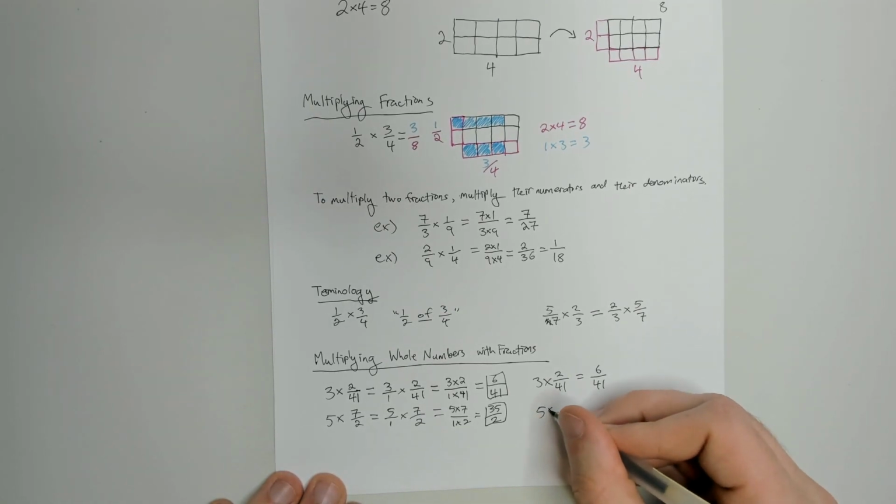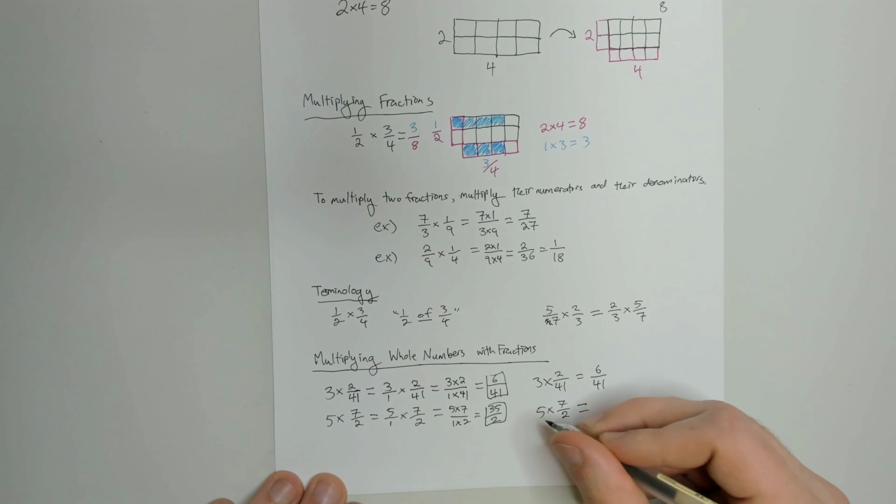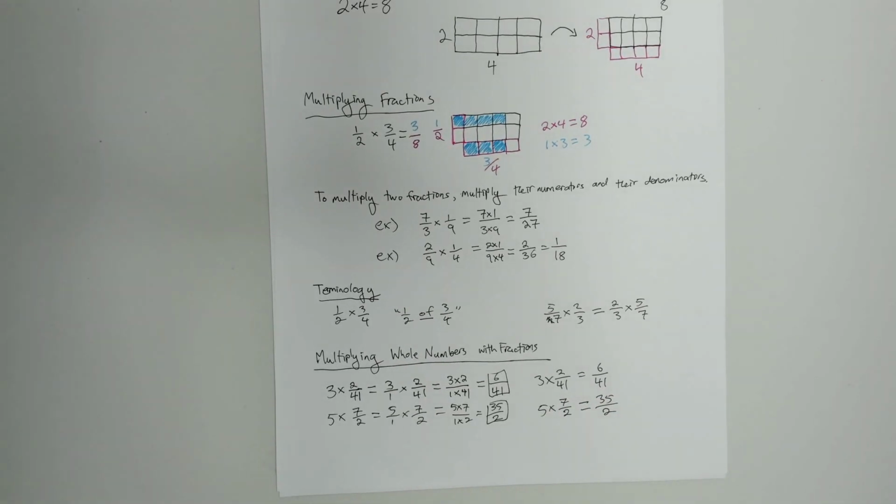Or for 5 times 7/2, again, we don't have to convert this into 5/1. We can just do 5 times 7, which is 35, divided by 2. And we get the same thing. So this is a bit of an unnecessary step, but this is ultimately why we're able to do this. For computation, you can just immediately skip to multiplying the whole number times the numerator.